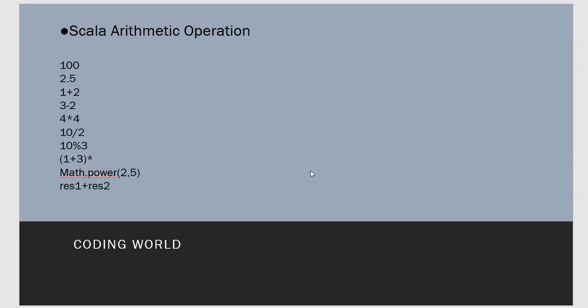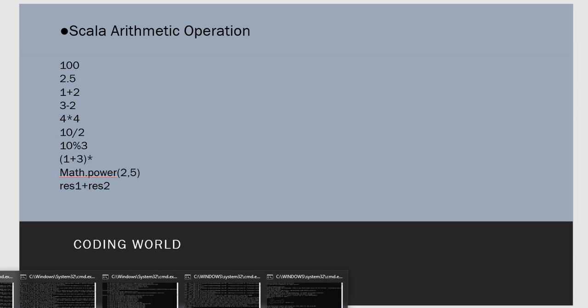Today in this video we are going to learn about Scala arithmetic operations. We can do all that programming in a Scala file and then run the Scala file and see the output on the console. But this is one line of code, so we will go with a Spark shell. So let me open my Spark shell.